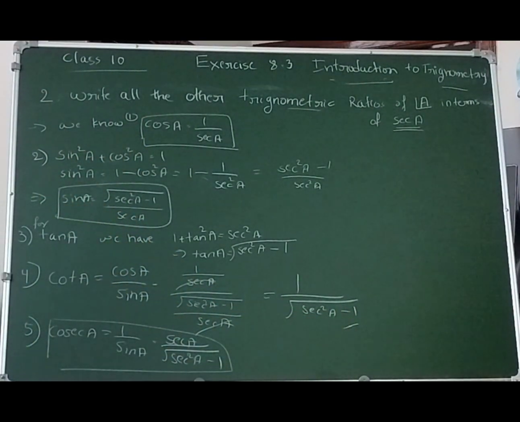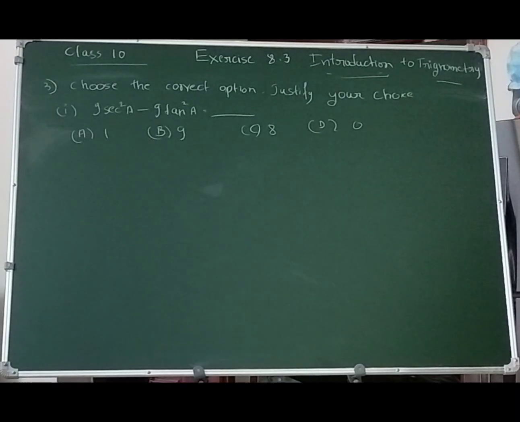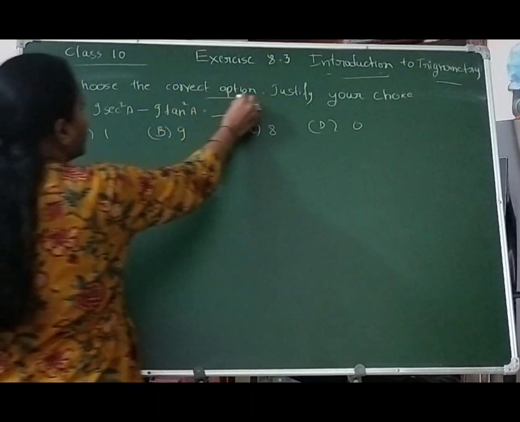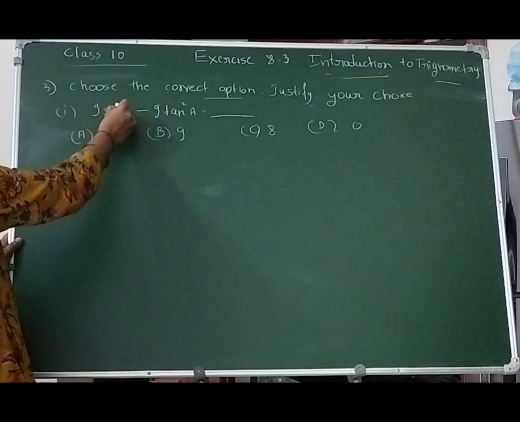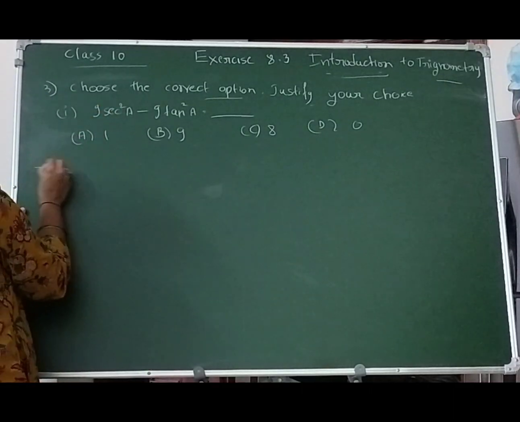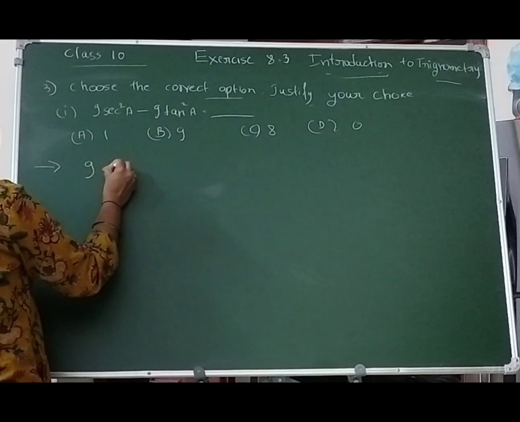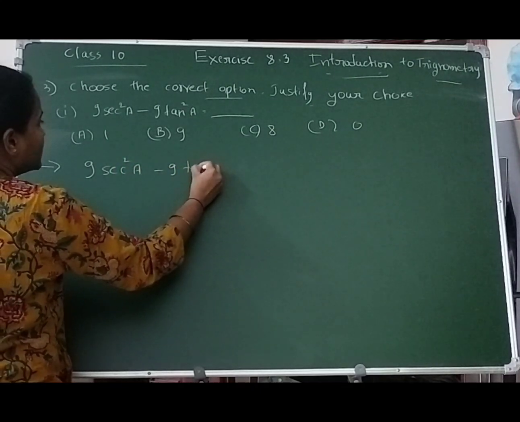So next we'll move on to the third question. Choose the correct option and justify your choice. In the first one, we'll write the question here again: 9 secant square A minus 9 tan square A.